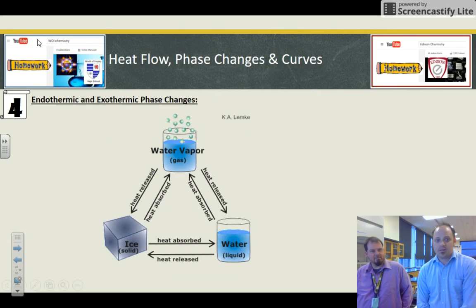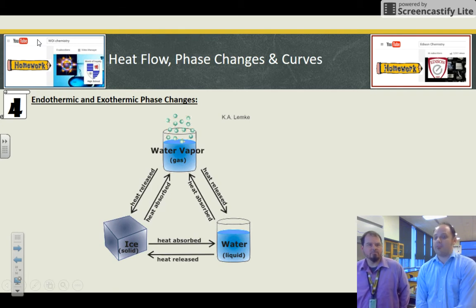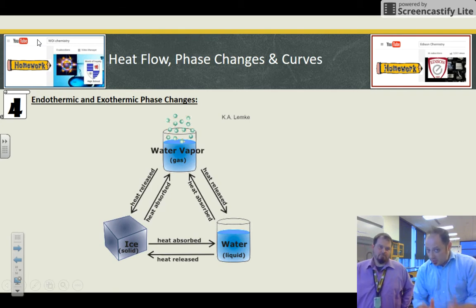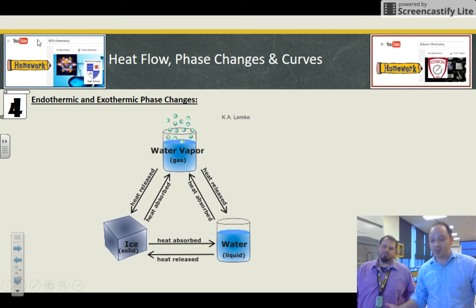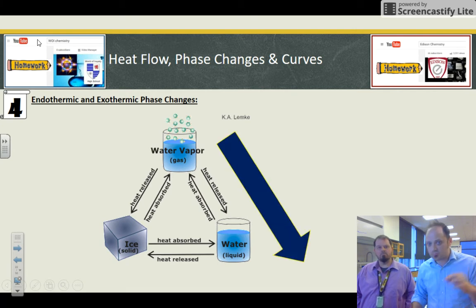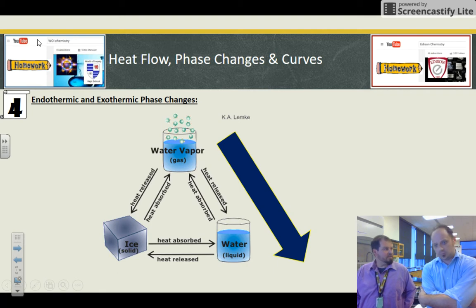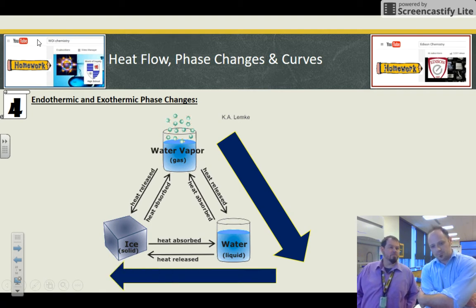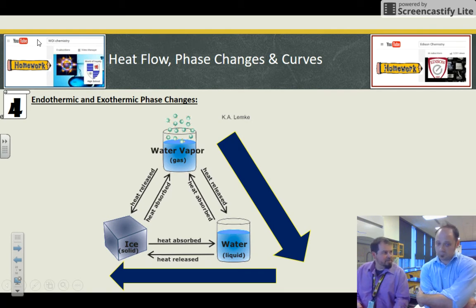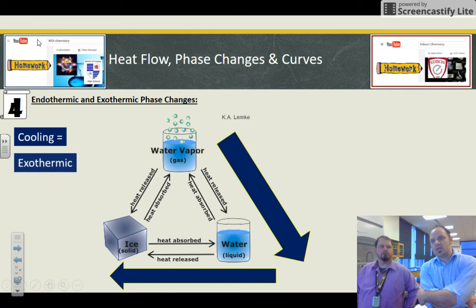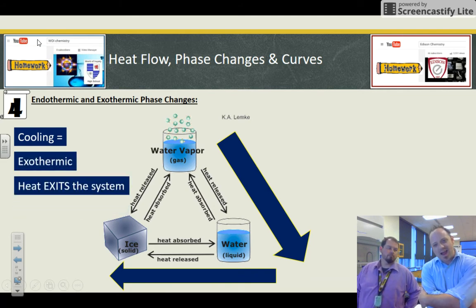Now, exo and endothermic phase changes. Those graphs really were telling you all that you should have to know about exo and endothermic phase changes, but we're going to add a little more to it. So blue for cooling. I go from vapor, which is a gas, to a liquid. That's definitely cooling. And when I go from liquid to a solid, we've done that before. I've taken liquid, put it in the freezer, and made ice cubes. I froze the water. The interesting thing about cooling is that it's actually exothermic.